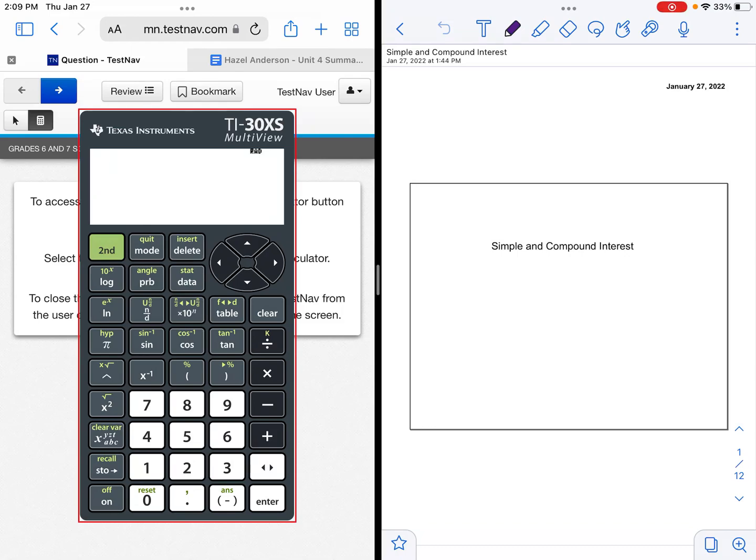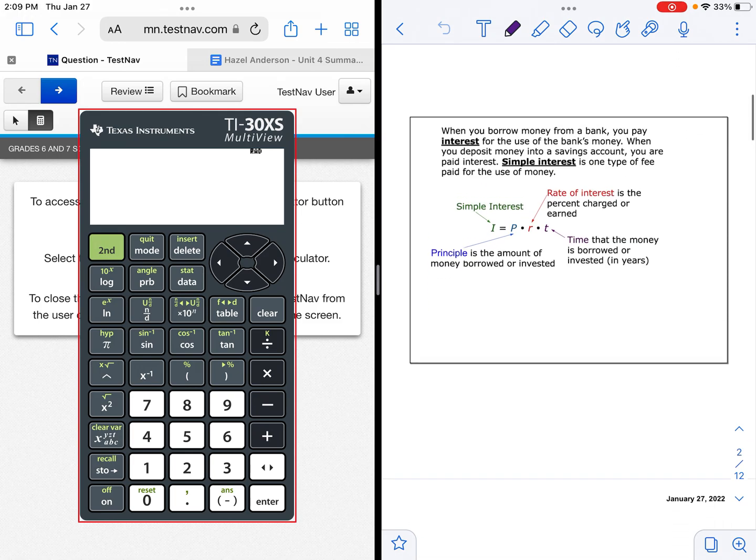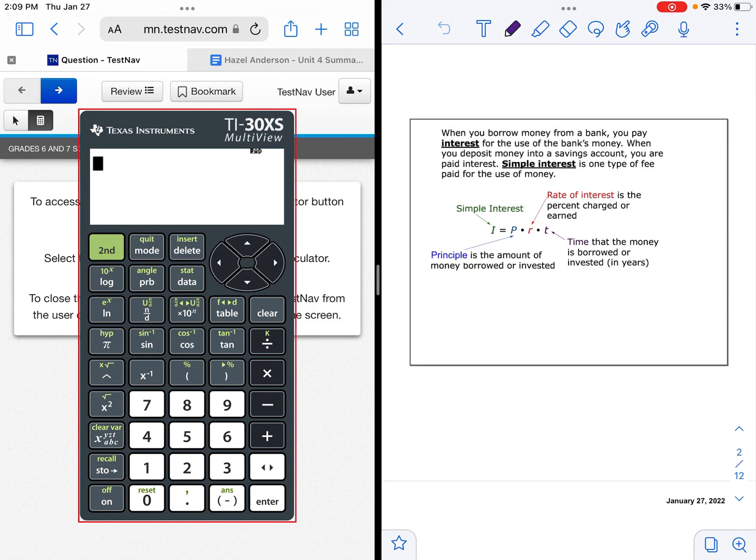Okay, this video lesson is going to be on simple and compound interest. So we're going to look at simple interest first. I will always give you these formulas, but let's just go over what they stand for. Interest is what you pay to the bank when you borrow the bank's money, or the bank pays you when you deposit money. Simple interest is one type of the fee that is paid for the use of money.